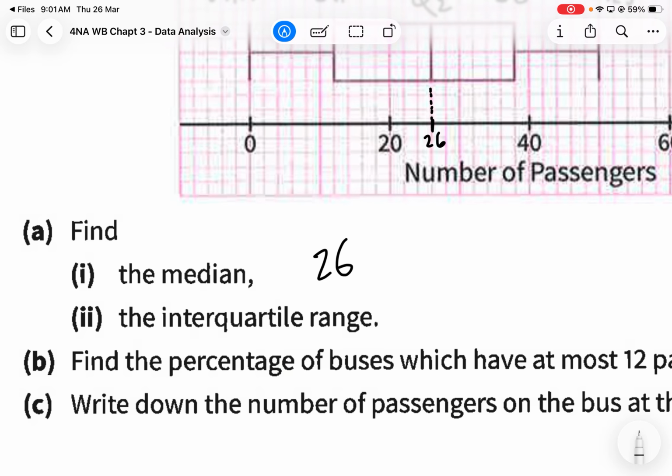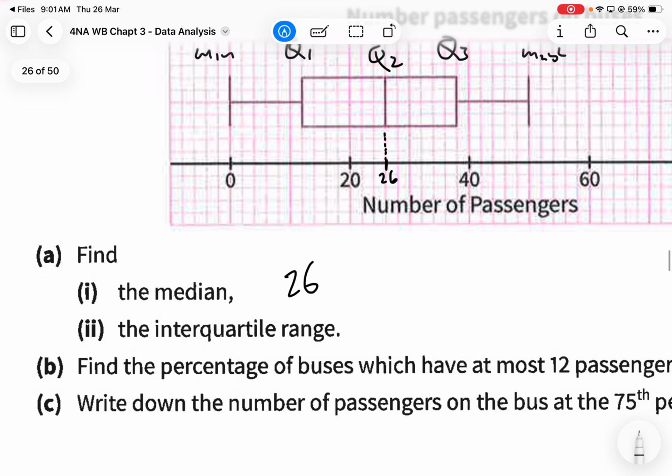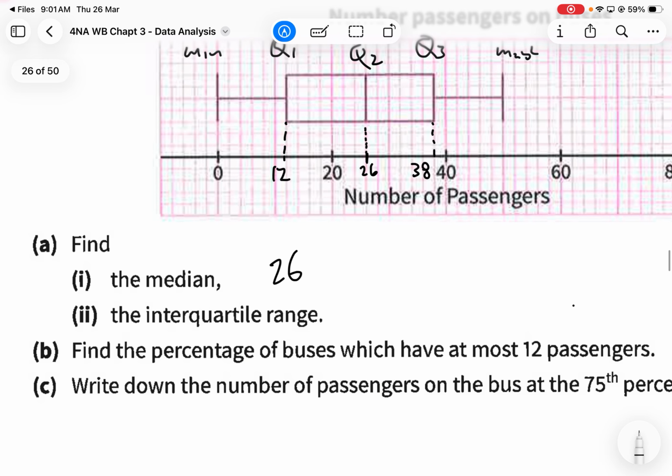When we read the x-axis, we just care how left and how right. So my Q1 is 12. My Q3 is 38. Interquartile range, 38 minus 12, is 26.